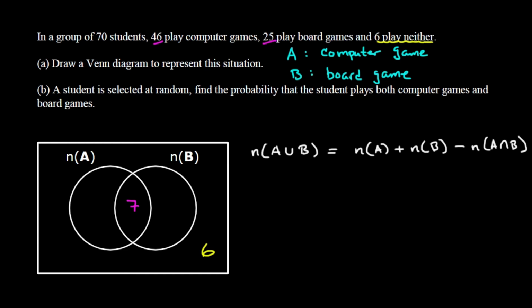Well, if we first clue in that out of the 70, 6 aren't in our circles anymore, then of course our union is now going to be 64. 70 minus 6, maybe I'll write that out.